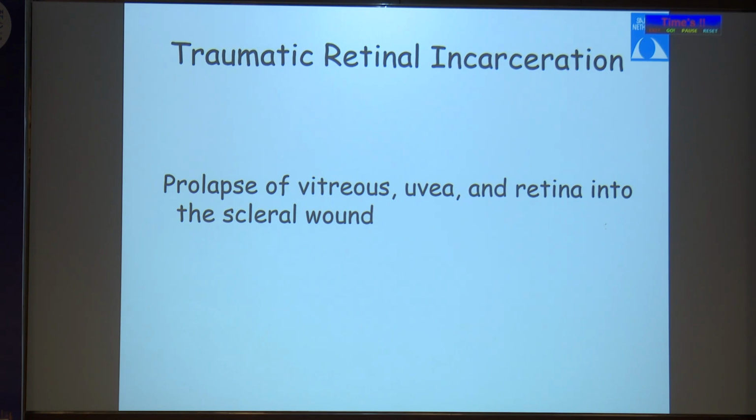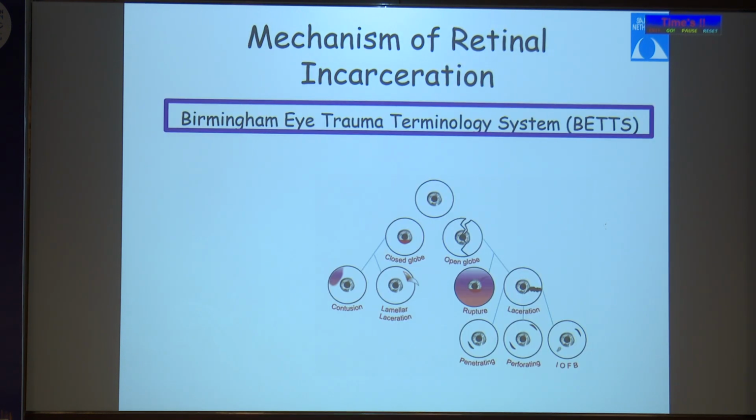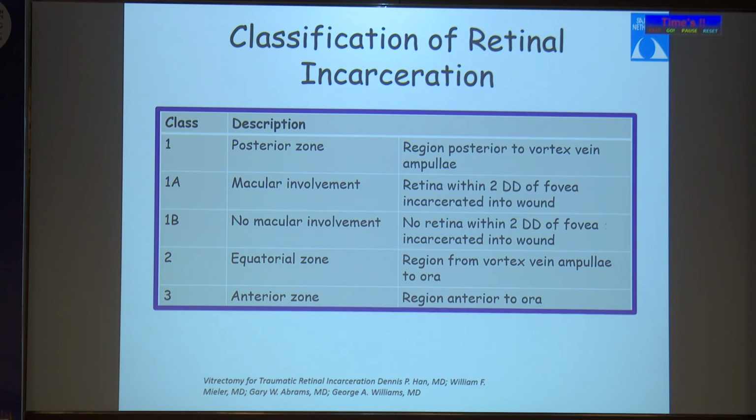So what is traumatic retinal incarceration? Prolapse of the vitreous, uvea and the retina into the scleral wound. This is called traumatic retinal incarceration. Now the mechanisms, I am not going into. This is not something new. The classification of retinal incarceration is not new, but it is something we have all forgotten, which we are revisiting today. So what is class 1?